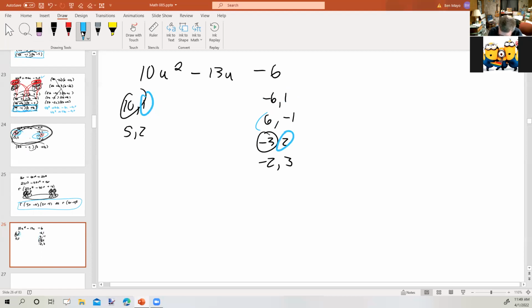1 times 2 is 2. Negative 30 plus 2 is negative 28. That doesn't work. 10 times 2 is 20. 1 times negative 3 is negative 3. 20 plus negative 3 is 17. That doesn't work.